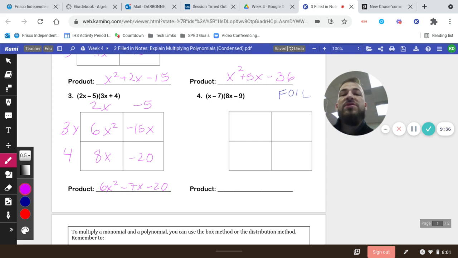Okay, let's look at number 4. So we have x minus 7, and we have 8x minus 9.